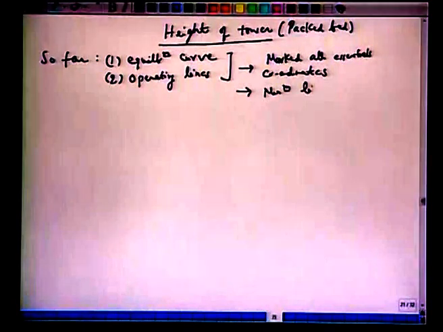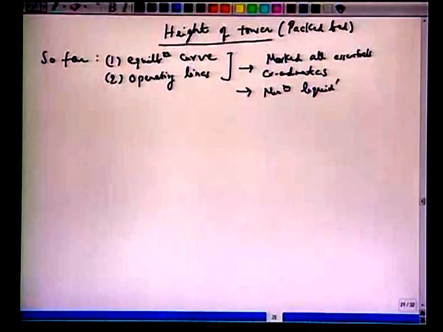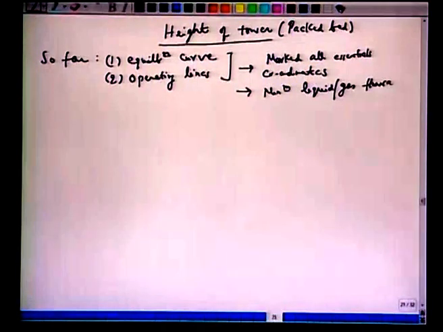Two together, we have marked all essential coordinates, and based on this we also determine the minimum liquid or gas flow rate, all right.